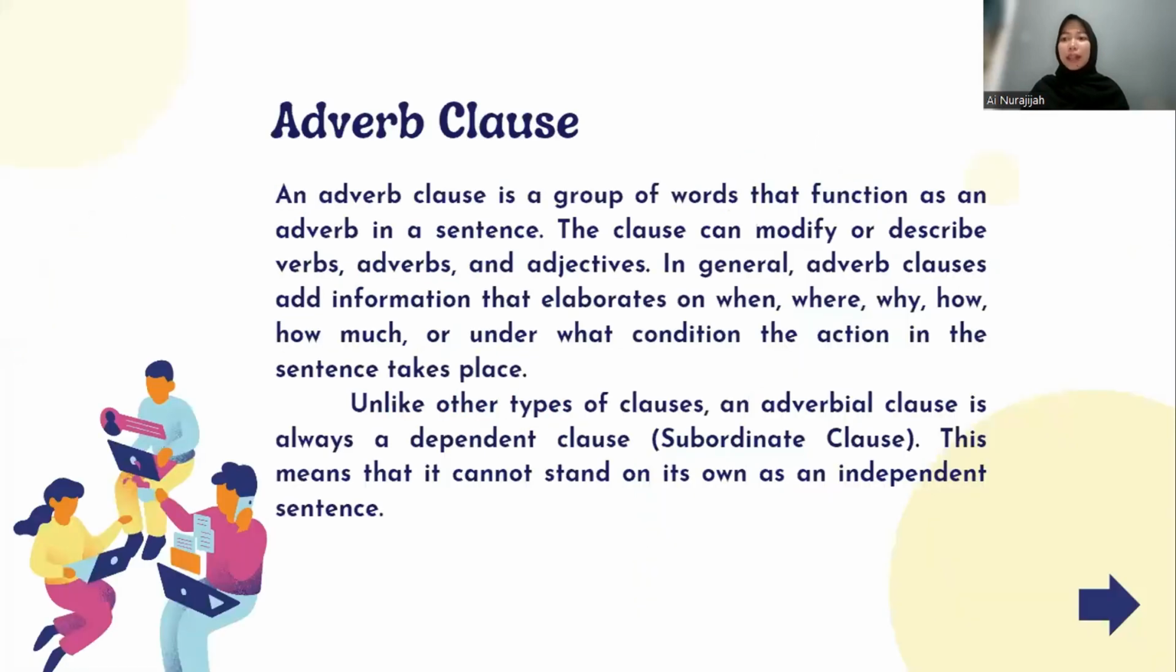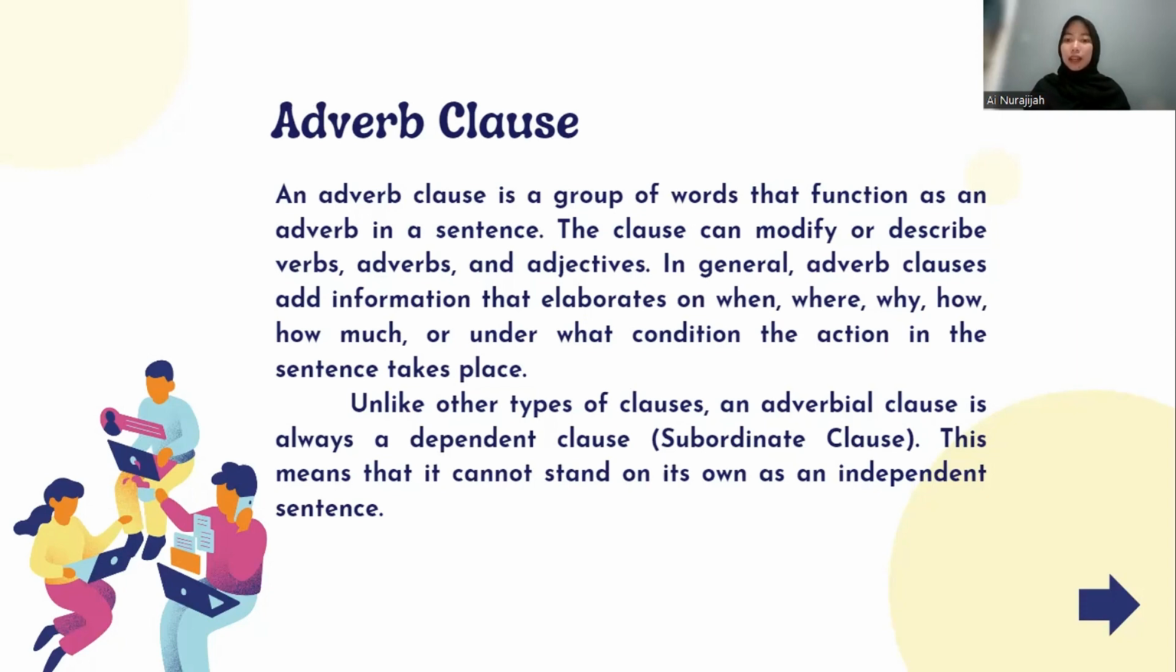So in a complex sentence, we have adverbial clause or adverb clause. An adverb clause is a group of words that function as an adverb in a sentence. The clause can modify or describe verbs, adverbs, and adjectives. In general, adverb clauses add information that elaborates on when, where, why, how much, or under what condition the action in the sentence takes place.